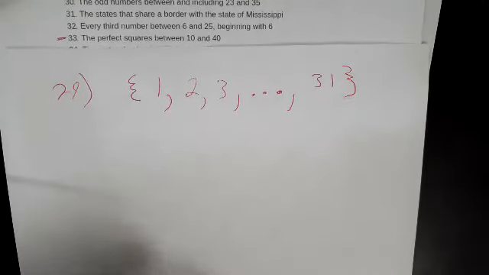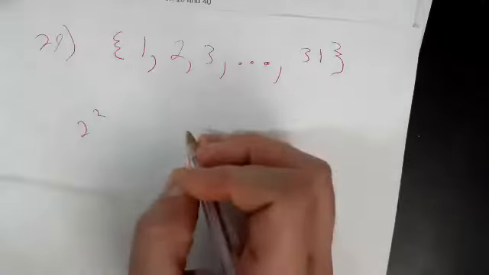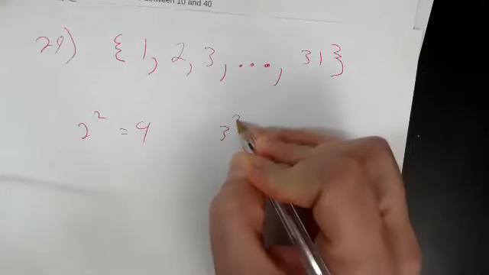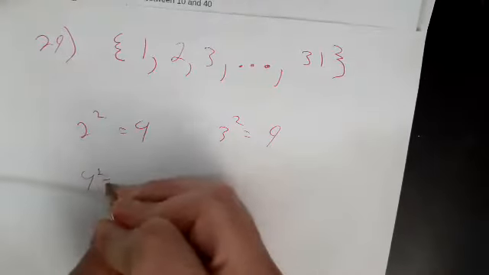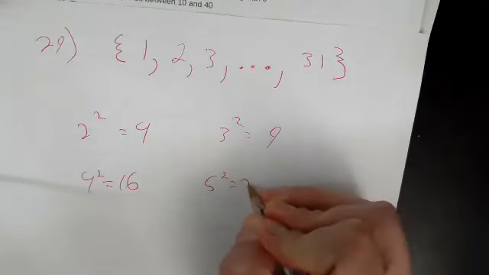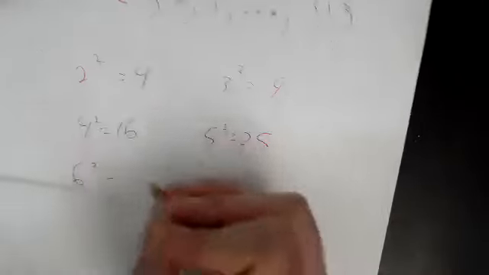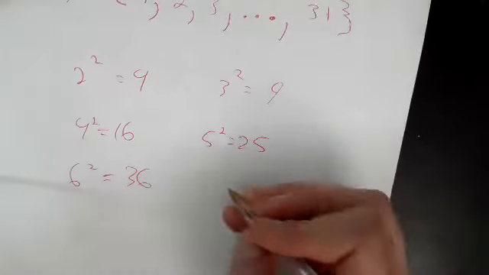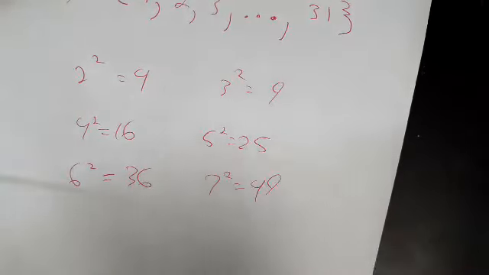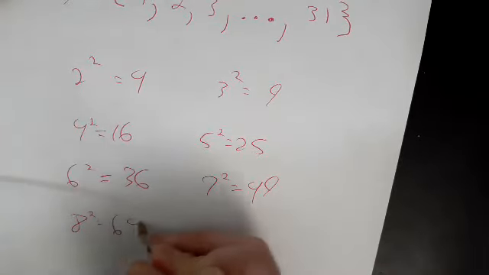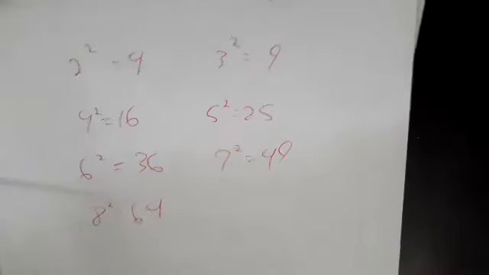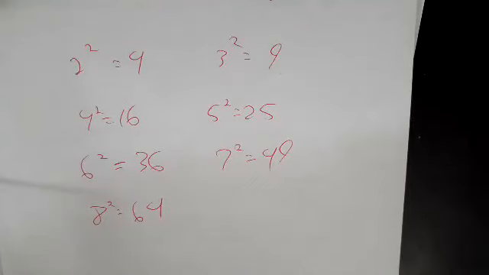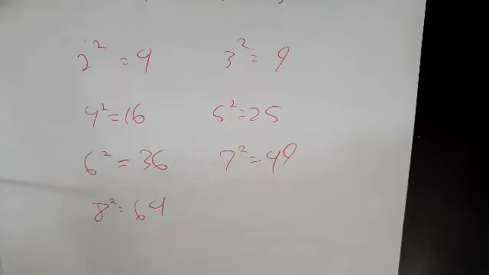33. Perfect squares between 10 and 40. What they mean by perfect squares is things like 2 squared is 4, 3 squared is 9, 4 squared would be 16, 5 squared would be 25. Perfect squares means it's a number multiplied by itself. Hopefully this is what you have in your brain when they say perfect squares. 4, 9, 16, 25, 36, 49, 64. I think that's it, right? Between what, 10 and 40? Hold on.